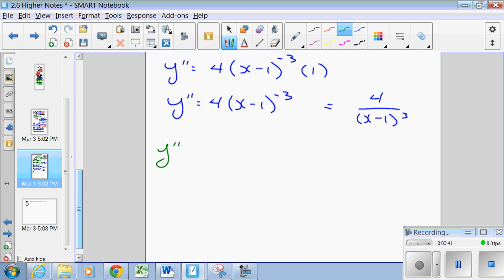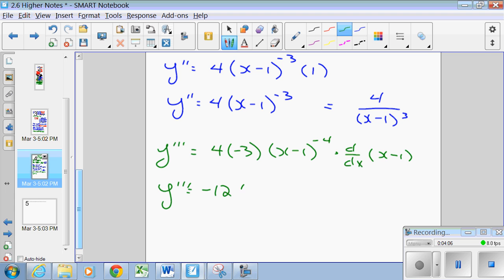So my notation for a third derivative is 3 ticks. Still working with the chain rule, I'm going to have 4 times negative 3, and you can go straight to negative 12 with that. X minus 1 goes down a degree, so it goes to negative 4, times by the derivative of x minus 1. So my third derivative, 3 ticks, is negative 12, x minus 1 to the negative 4, times by 1.